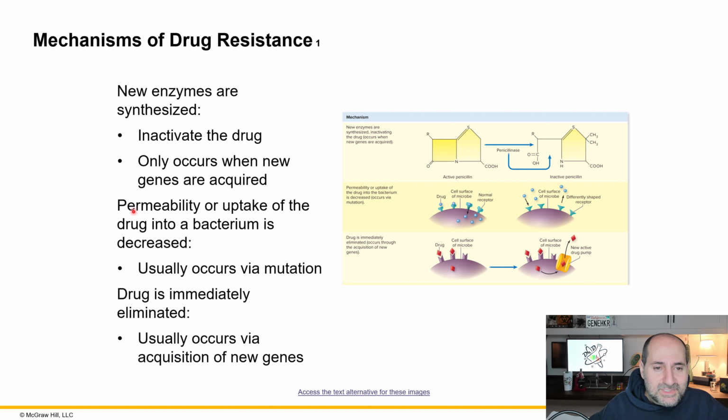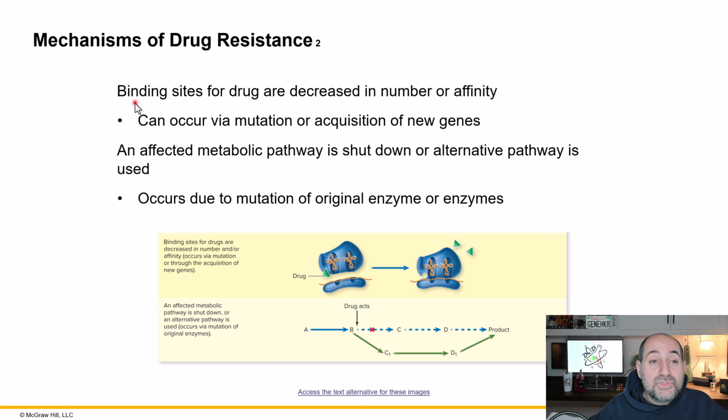Another mechanism has to do with permeability or uptake of the drug. If you can prevent the drug from being taken up by the microorganism, that's another way to limit the potency of a drug. Or the drug is immediately eliminated. For example, the microbe could form a pump and pump the drug right back out if it enters the cell. Mutations can also occur that affect the binding sites of a drug to the enzyme or the protein.